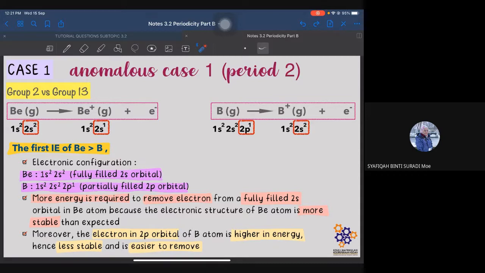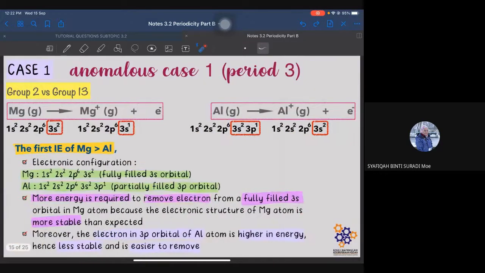Okay, yang pertama sebab dia partially filled. Kita dah explain dekat yang pertama ni. Kita cakap yang kita remove the beryllium electron from the fully filled. So secara tak langsung kita dah explain jugalah yang partially filled ni. Okay, and then second one sebab 2p orbital dia punya energy level dia lagi tinggi daripada 2s orbital. So lagi senang nak remove electron sebab dia less stable. Okay, so itu untuk explanation of anomalous case between group 2 and group 13 for period 2.